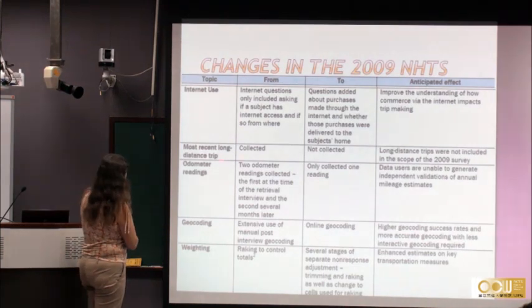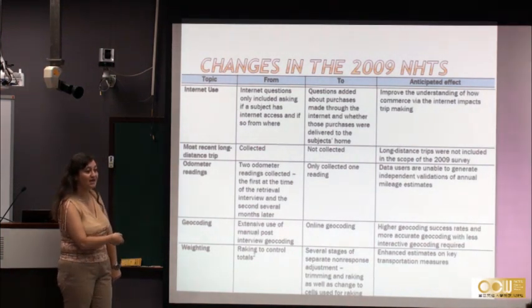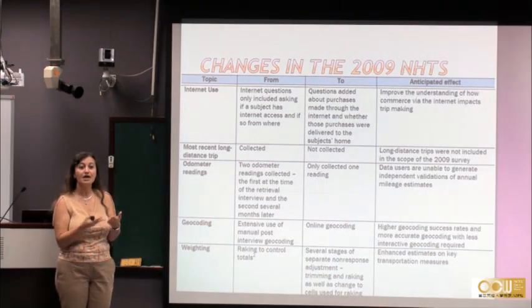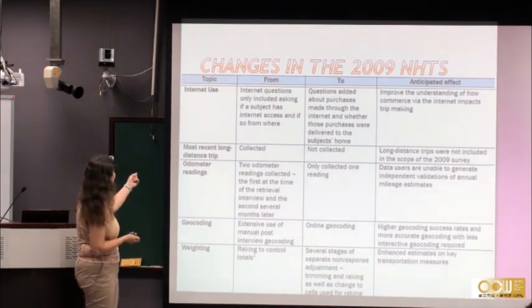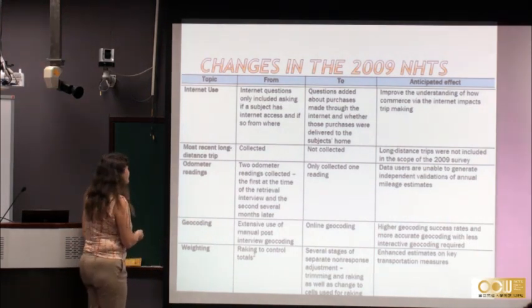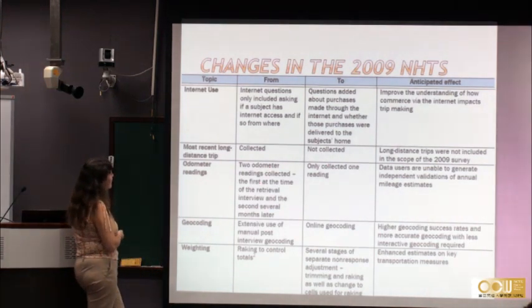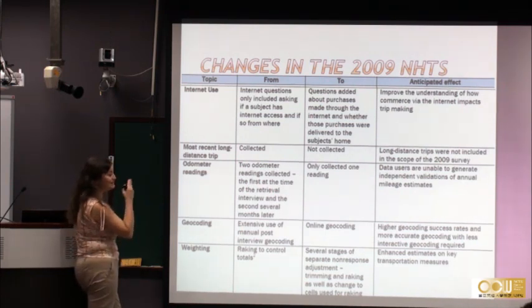And actually, this was one of the questions of my students when she presented the results. Which mileage are you using? Because there are different types of mileage, and we trust different data in a different way. So there are these odometer readings that are increasing the reliability of the mileage traveled during the year.